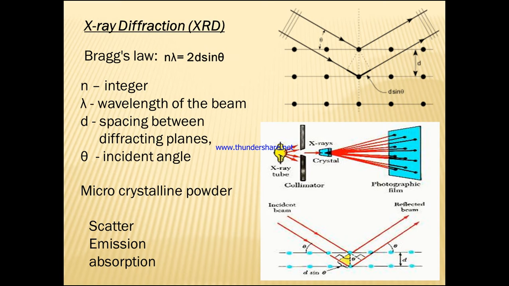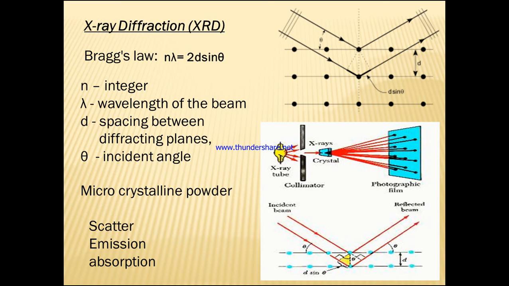When X-rays are produced from the X-ray tube, they pass towards the collimator, where they are forwarded towards the crystal or material. They pass through this crystalline material and are scattered, deflected or refracted towards the photographic film to get the images or the analysis of the material. So XRD is a tool used for identifying the atomic and molecular structure of a crystal.